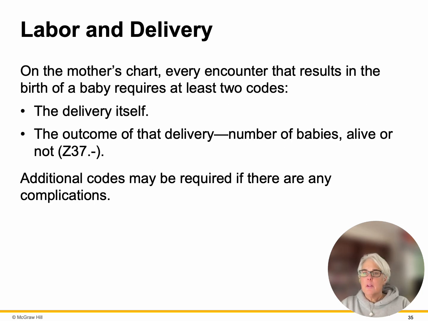So for labor and delivery, we need to remember that for each delivery admission, I would need codes that describe the delivery and any complications, plus a Z37 outcome of delivery code. I pay attention to whether the delivery was vaginal or cesarean, whether labor was induced or spontaneous, and whether there were issues like fetal distress or prolonged labor. For multiple births, I pay close attention to the number of babies and their outcome because that directly impacts Z37 codes.